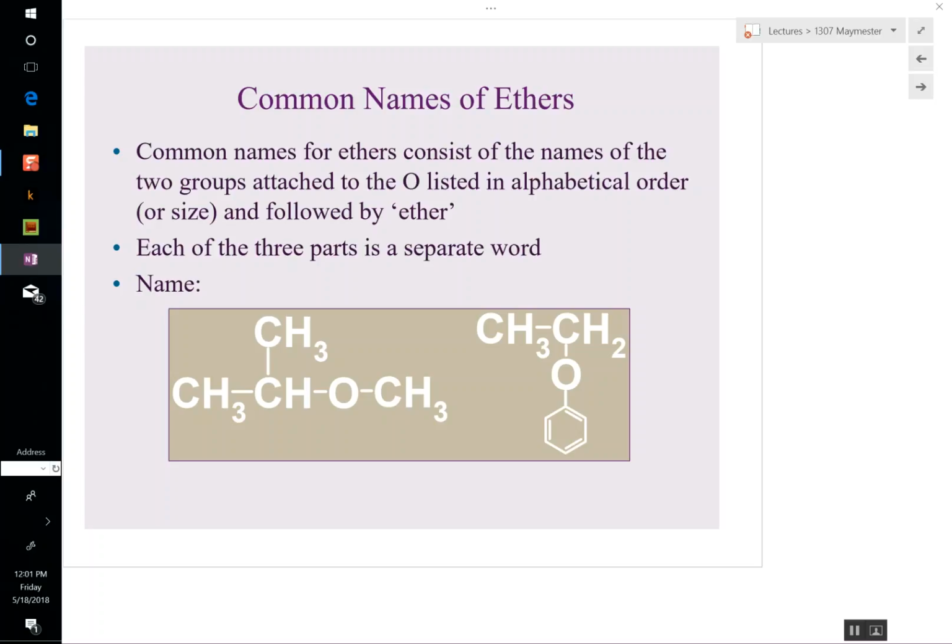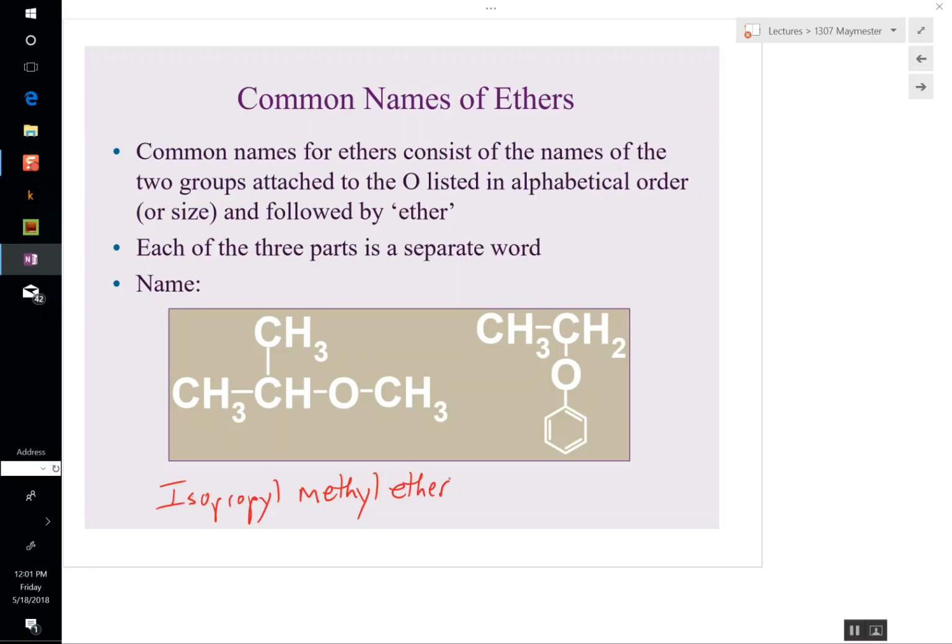What are the two substituents? What is that? That's a methyl group. What is that? Isopropyl. So that's isopropyl methyl ether. Okay, does that make sense? Just look on either side of the oxygen and say, what do we have there? We have a methyl group there. We have an isopropyl group there.